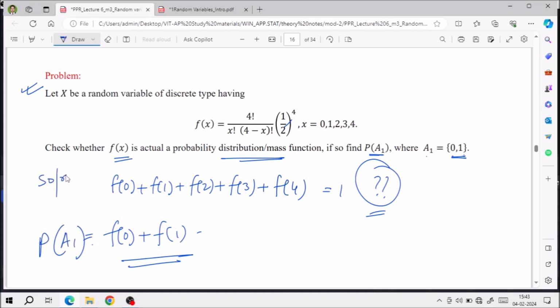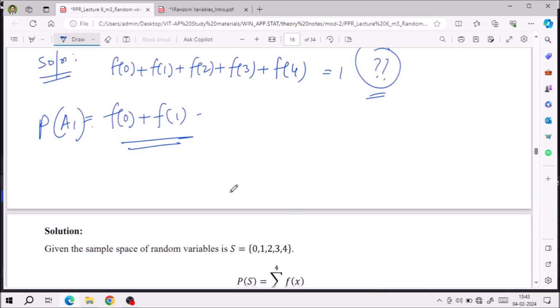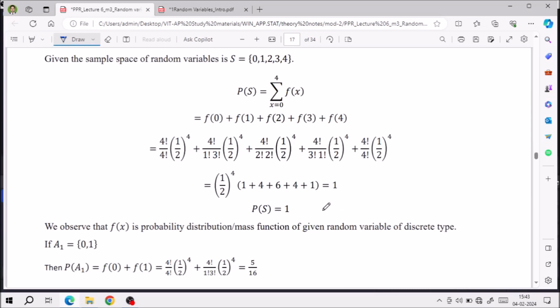This is the solution hint I am giving to you. You can pause the video and try the solution by yourself, and then come back and verify your answer from here. Yes, exactly, it is a probability mass function, and this is the answer for that probability.